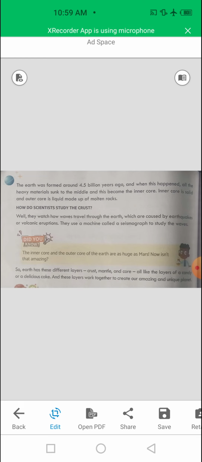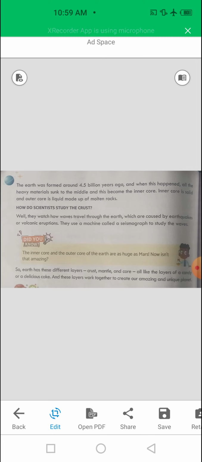How do scientists study the crust? Well, they watch how waves travel through the earth, which are caused by earthquakes or volcanic eruptions. They use a machine called a seismograph to study the waves.